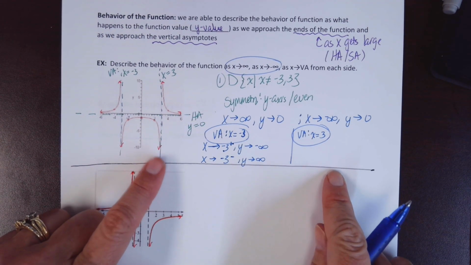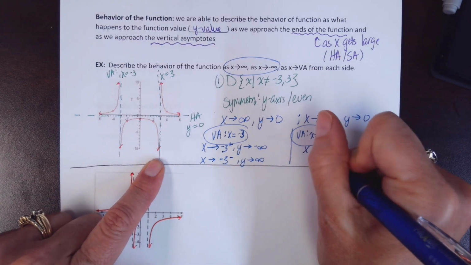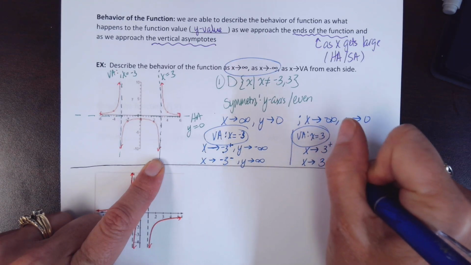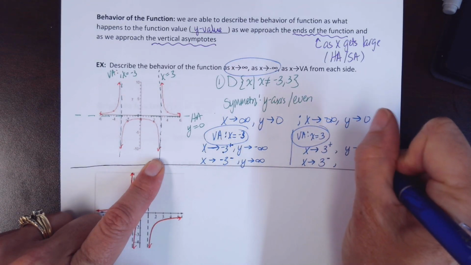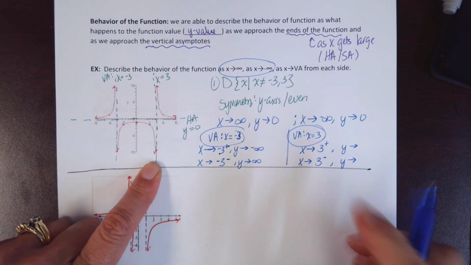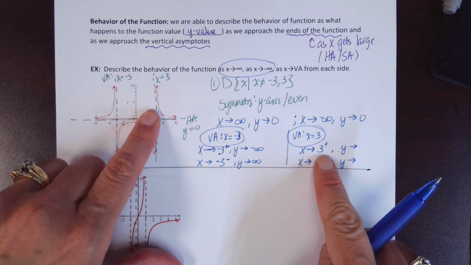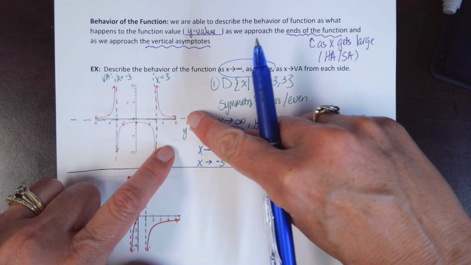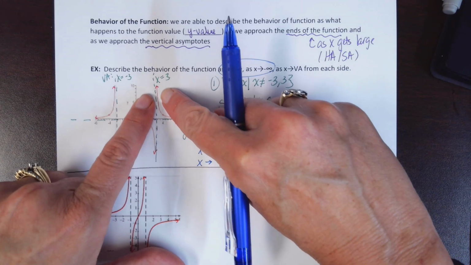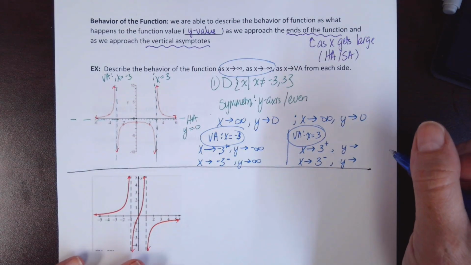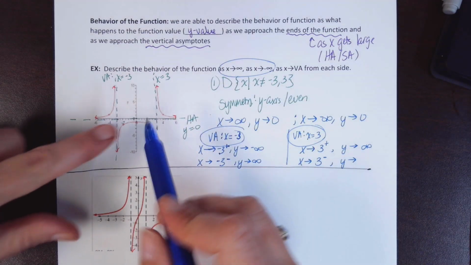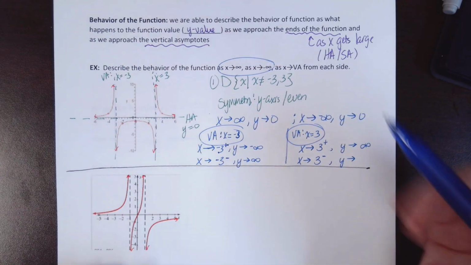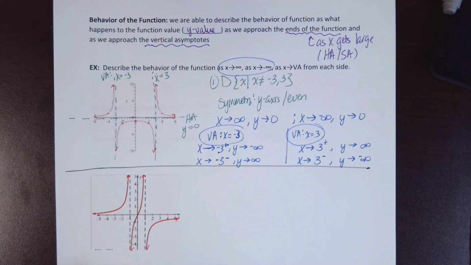And then I have this other asymptote here at +3. So x is approaching +3 from the positive direction, and x is approaching +3 from the negative direction. And I need to talk about what y is doing in both of those cases. As x approaches +3 from the positive direction, my y values are going up. As I'm approaching this asymptote from the negative direction, my y value is going down. So those are my behaviors.